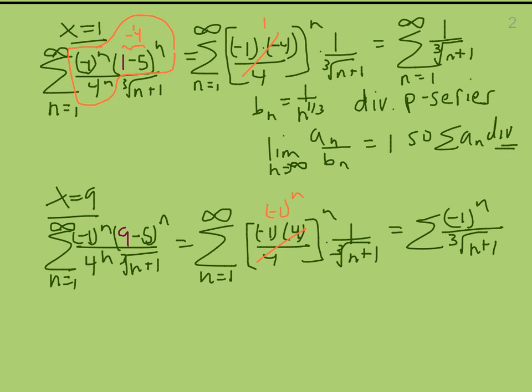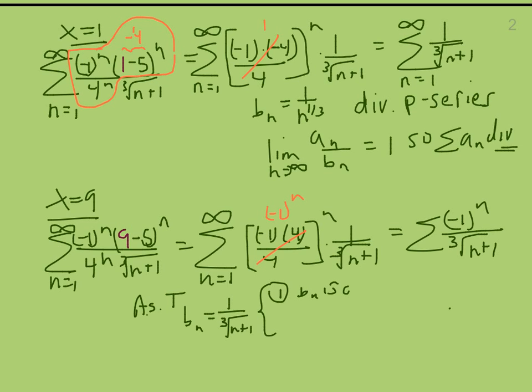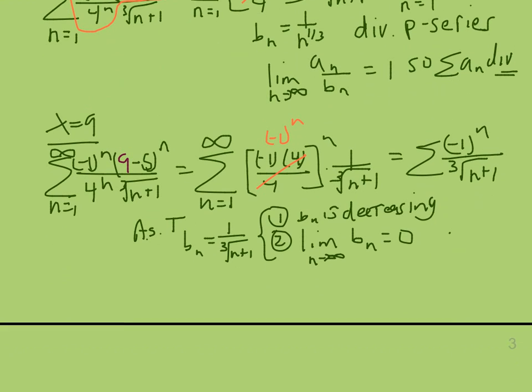And that's going to be by the alternating series test. This time the b sub n is dropping off the alternating term. It's decreasing. You can check it by taking the derivative. It's decreasing and its limit is 0, as n goes to infinity. And so by the alternating series test, it's convergent. It's one of those conditionally convergent series.